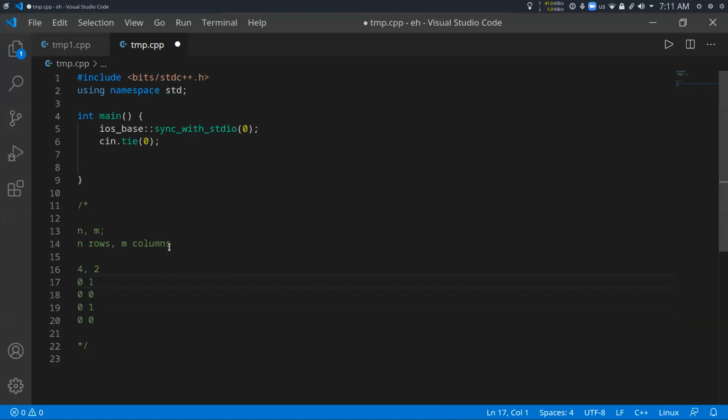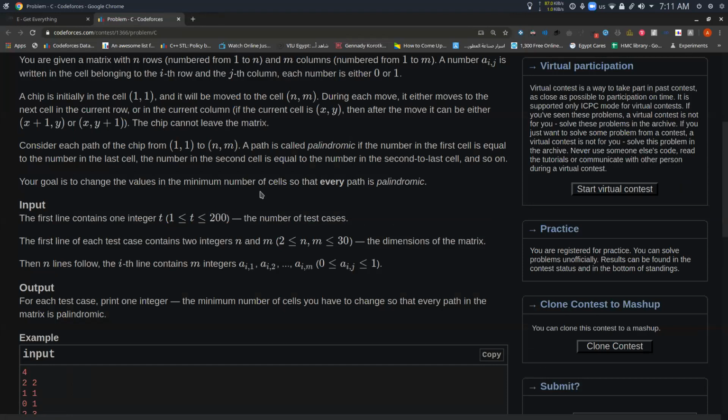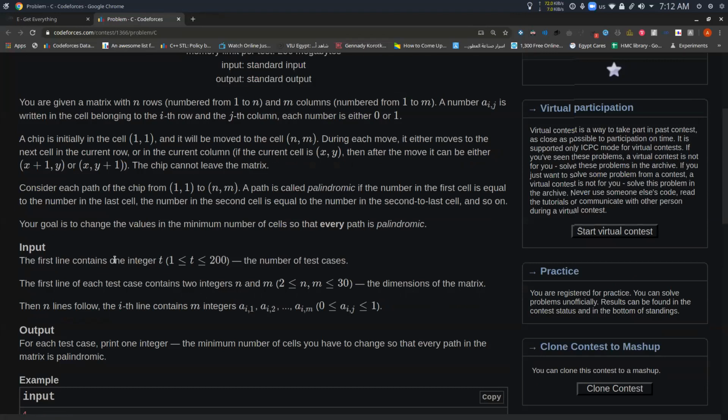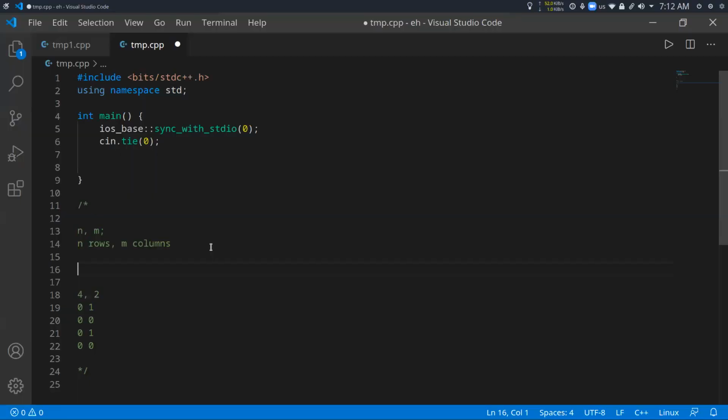And what's required is your goal is to change the values in the minimum number of cells so that every path is palindromic. Where is the definition of the path? A path is called palindromic if the number in the first cell is equal to the number in the last cell, the number in the second cell is equal to the number in the second last cell. A palindrome means that the first element equals the last element, the second equals the second last, and so on.